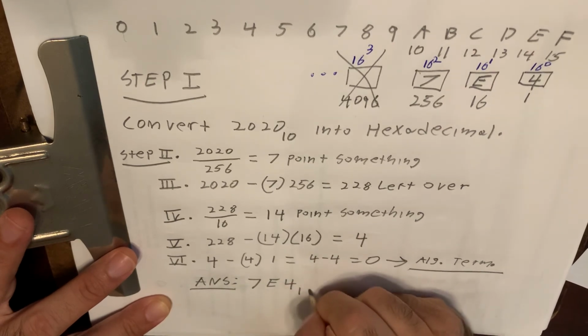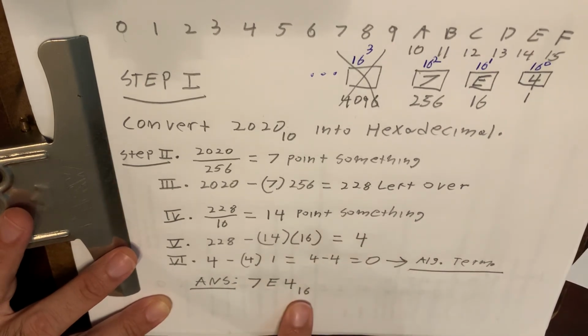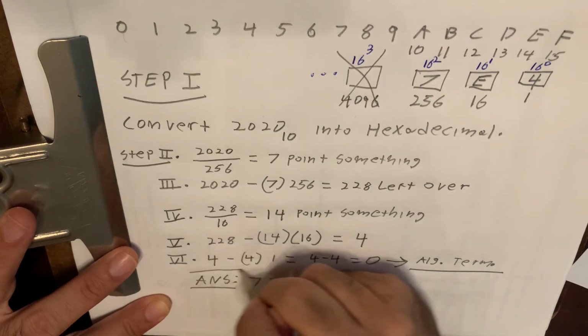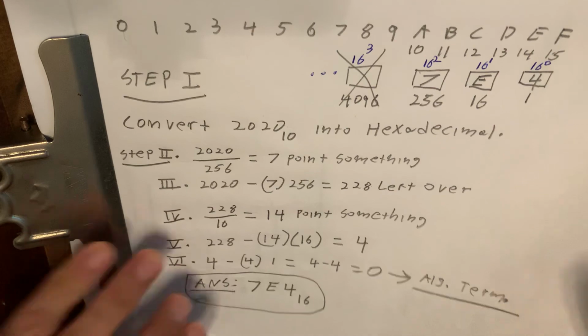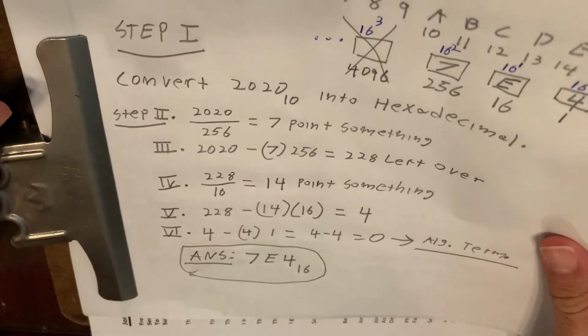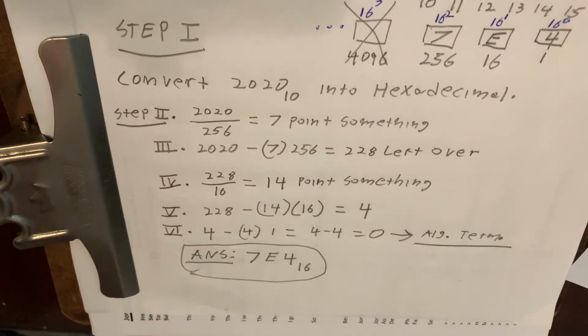And some of your professors might want you to put the little subscript of 16 to show that the final answer is in hexadecimal. And that's how you do it. Nothing more complicated than that. It's an algorithm, step by step.